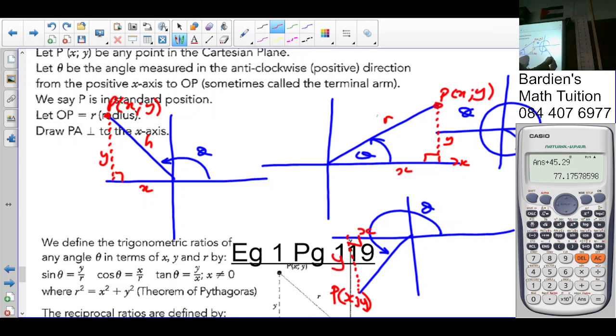The last one, same story. We drop it perpendicular onto the x, and there's your theta, there's your x and your y. Okay, is anybody confused? You all understand? Yes, sir. Right. So that's that.